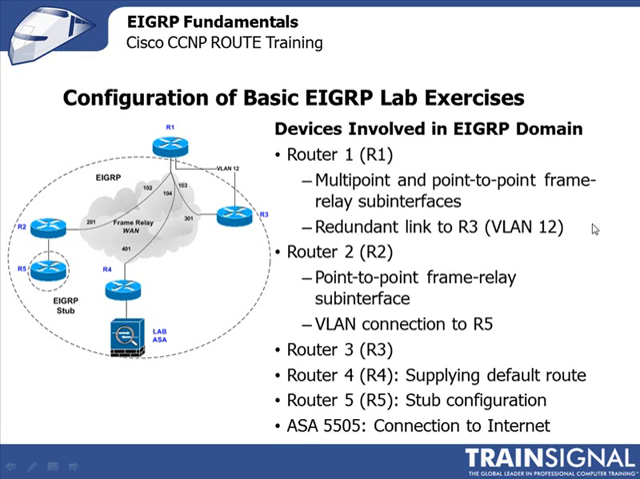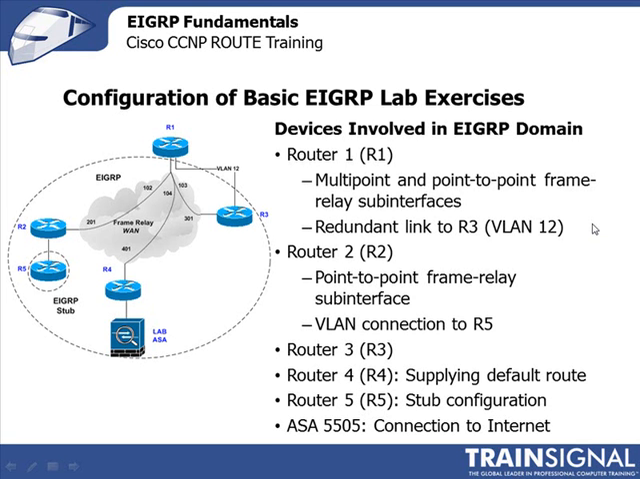So let's review really quickly what we're going to be using as far as device types in the lab for EIGRP. We have 5 routers pictured here, R1 through R5. R1 is going to have a multipoint and a point-to-point Frame Relay subinterface topology. This is going to give us an idea of how EIGRP acts differently on these types of interfaces. And then there's also a redundant link to R3, which is going to be over VLAN 12, which obviously will be the preferred route because of the better bandwidth.